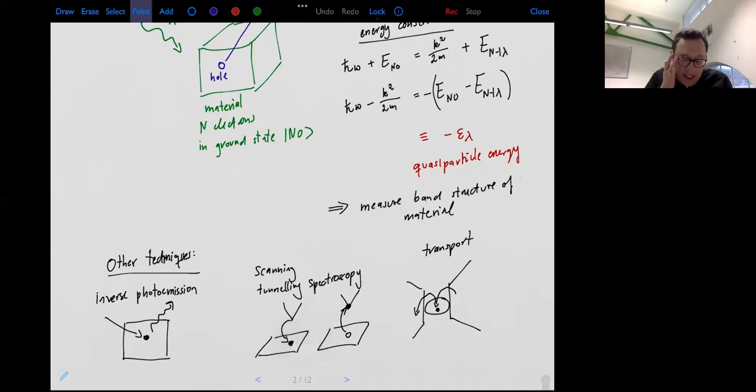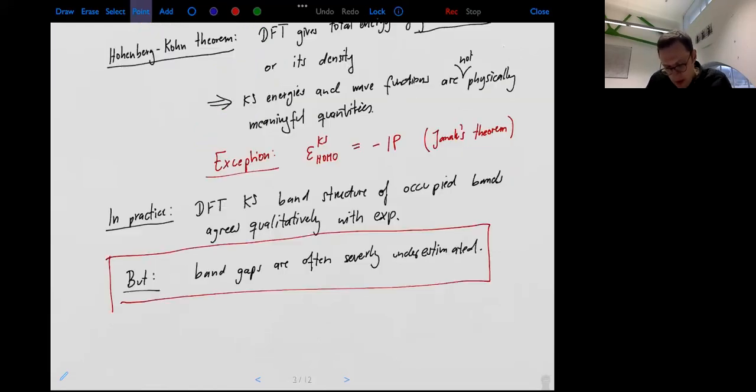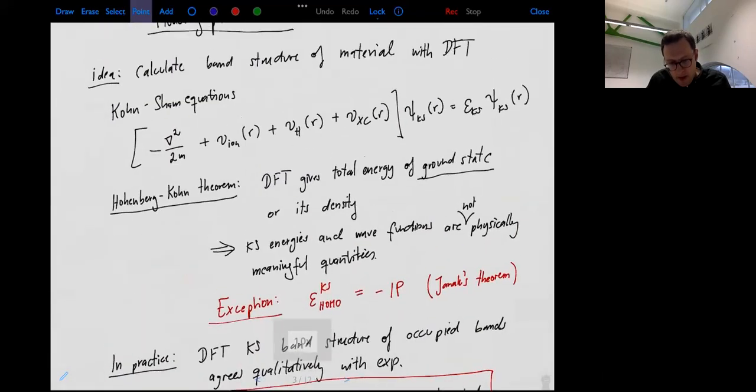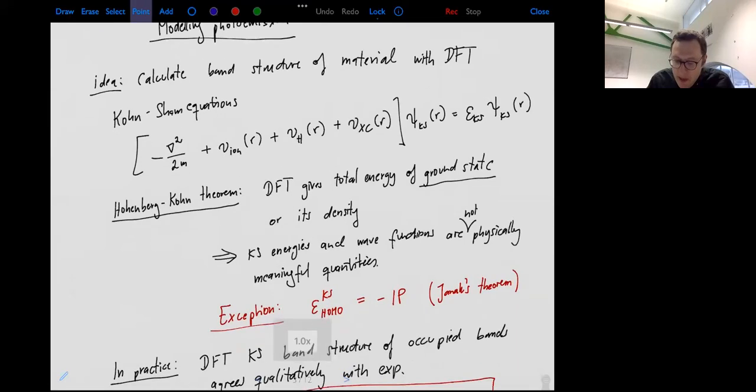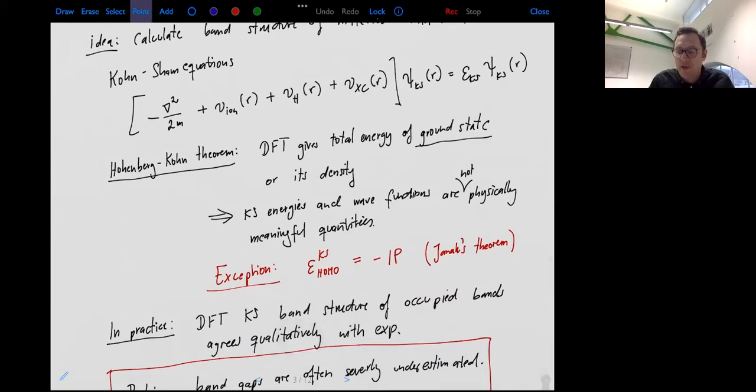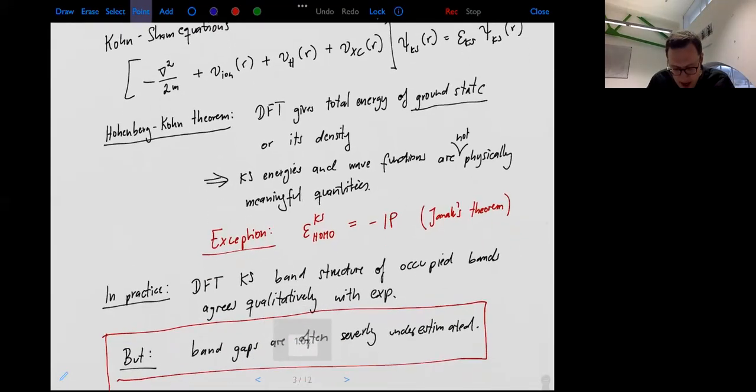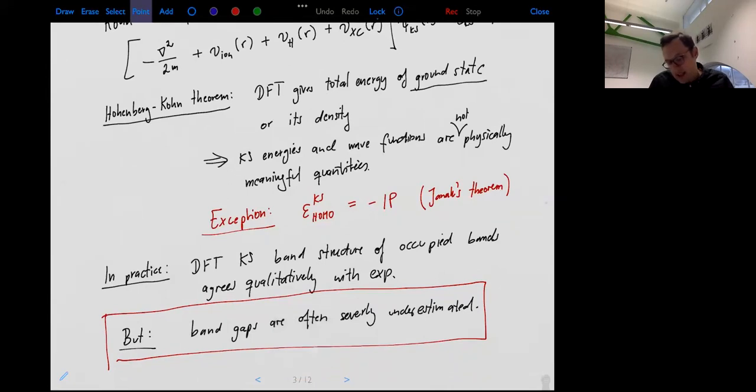And there are other experimental techniques that measure similar things, like inverse photoemission spectroscopy, scanning tunneling spectroscopy, or transport. And then we thought about how to model a photoemission experiment, and we thought maybe DFT is a good starting point. But then we reminded ourselves that the Kohn-Sham energies of density functional theory aren't really physical objects. And this is reflected in the fact that density functional theory often severely underestimates the band gaps of solids.